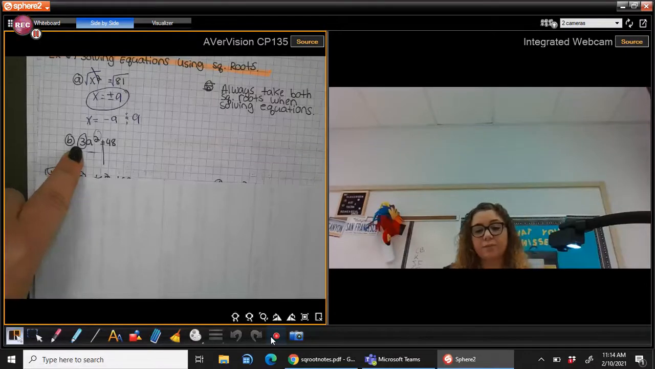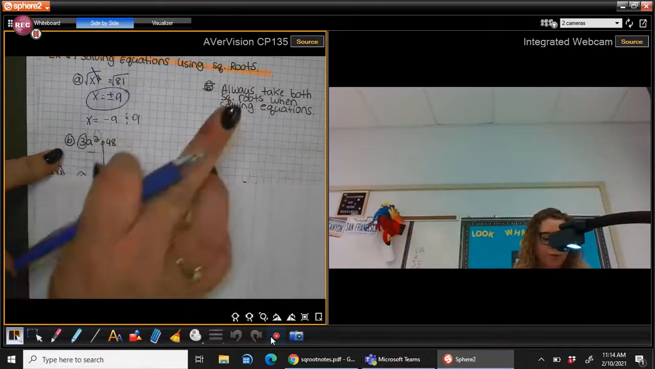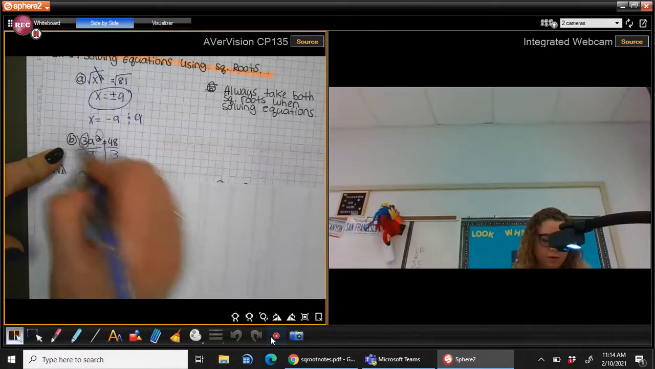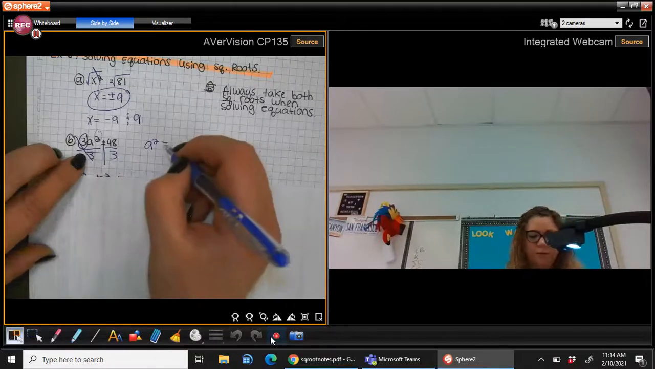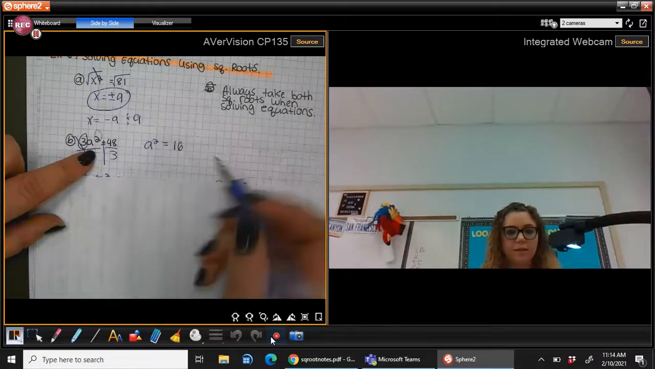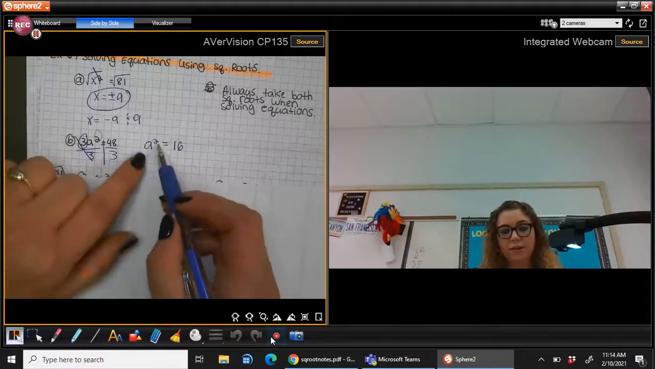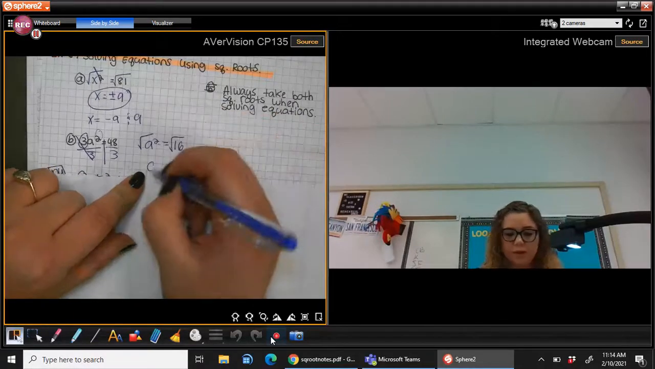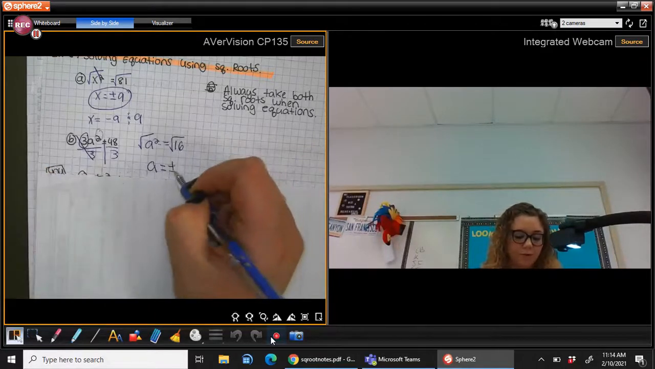What's the inverse of multiplication? Division. So I'm going to divide both sides by 3. So I'm left with a squared, okay, equals, what's 48 divided by 3? And that's going to give me 16. So now, is a by itself? No. So I have to do the inverse of squaring a number, and that is taking the square root. So a is going to give me plus and minus 4. Okay.